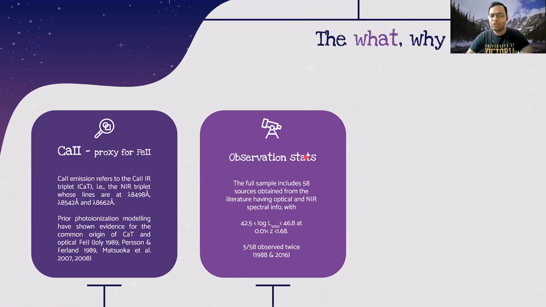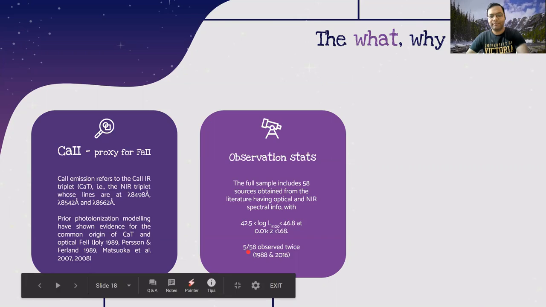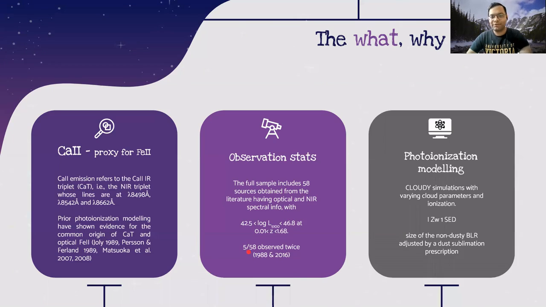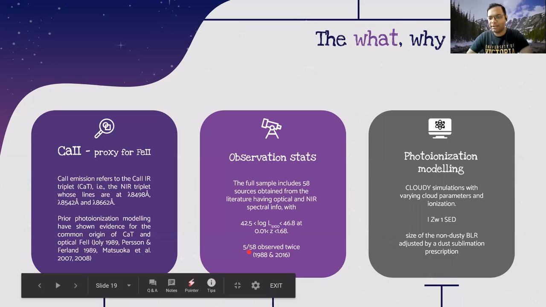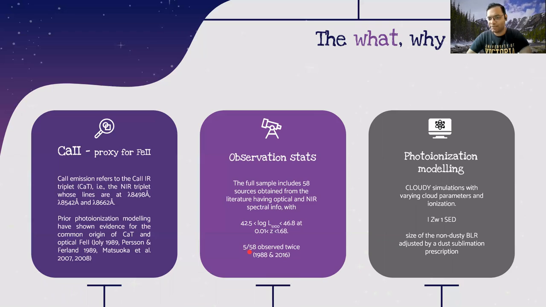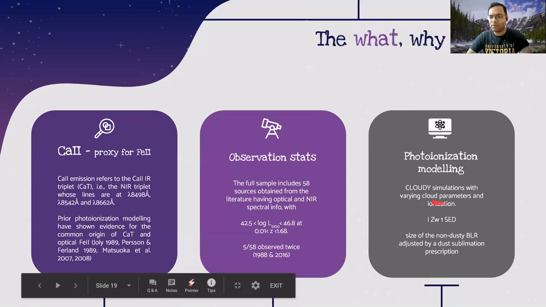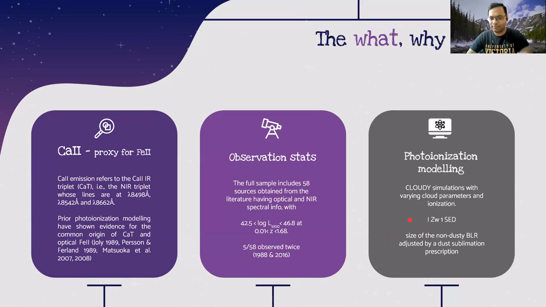For that, we took an observational sample, and our sample consists of 58 sources taken from the literature containing both optical and near-infrared spectral information. Moving on, the major part of this study was to understand the emitting regions of these 2 species, and for that we utilized Cloudy simulations by varying cloud parameters and ionization. We utilized an observed SED for I Zw 1, the prototypical narrow line Seyfert 1 galaxy.